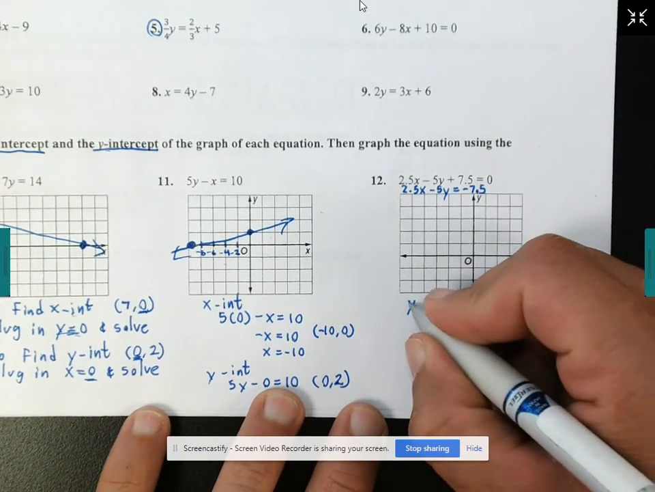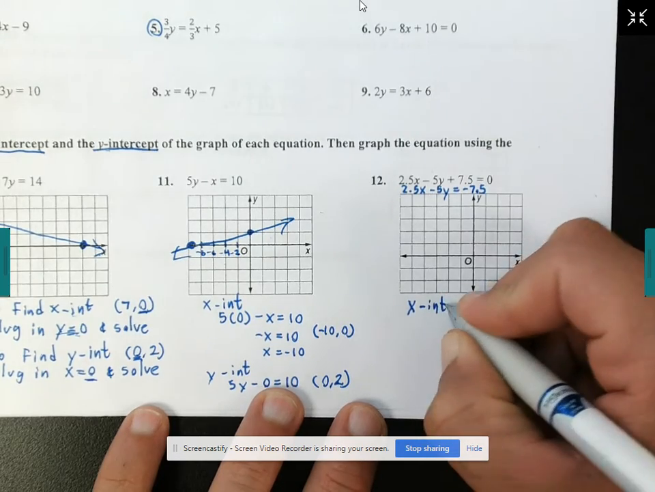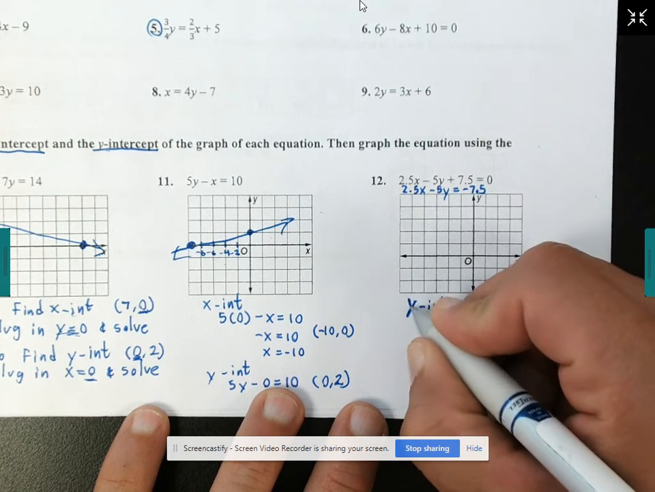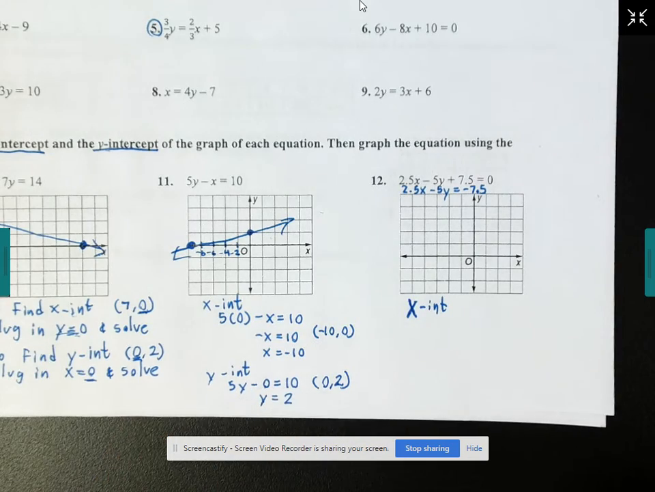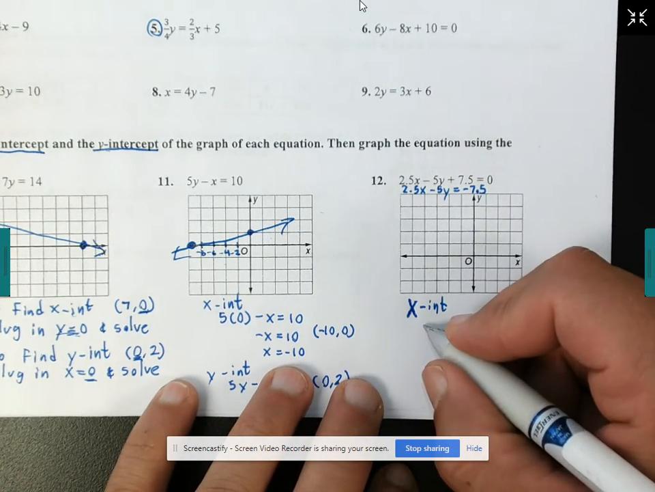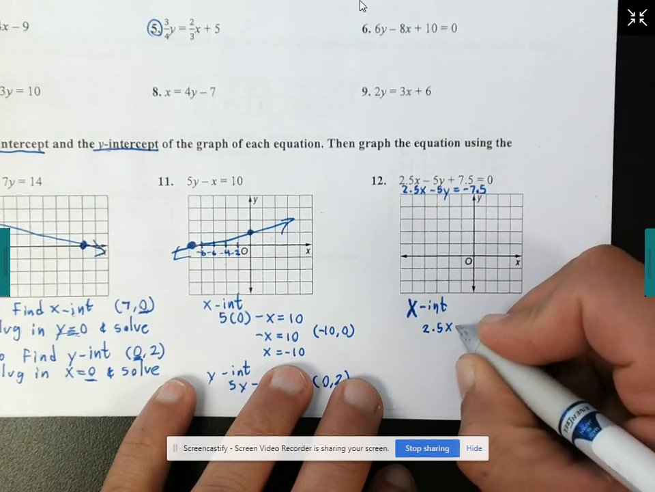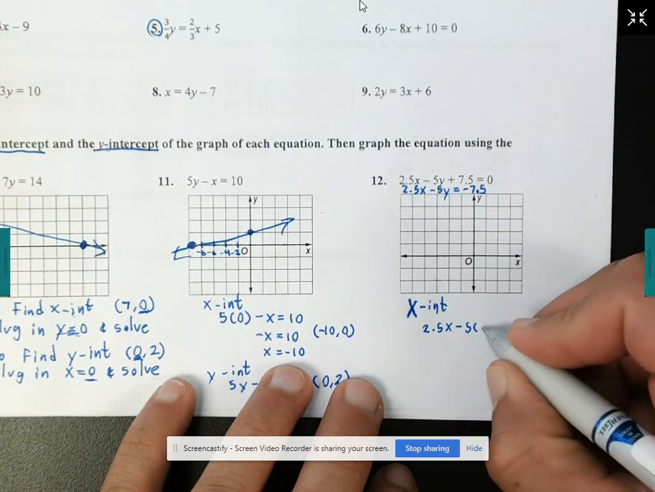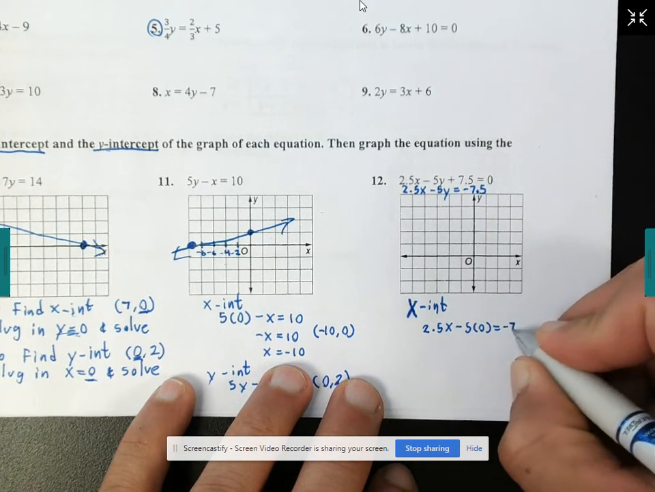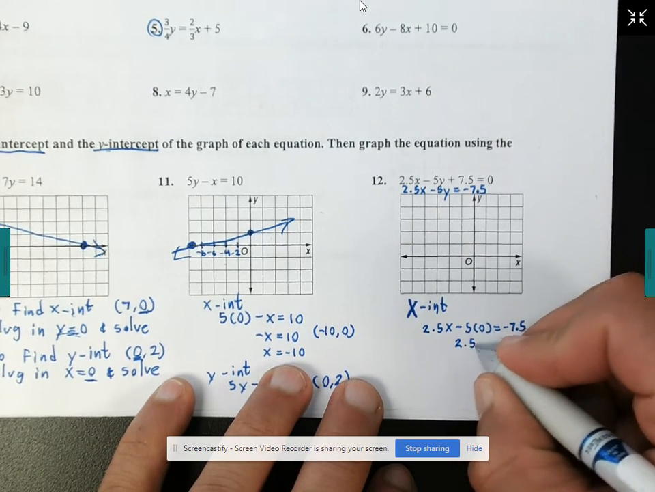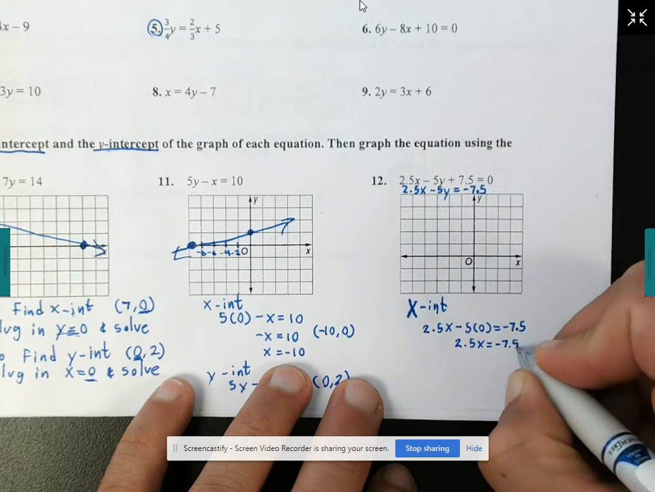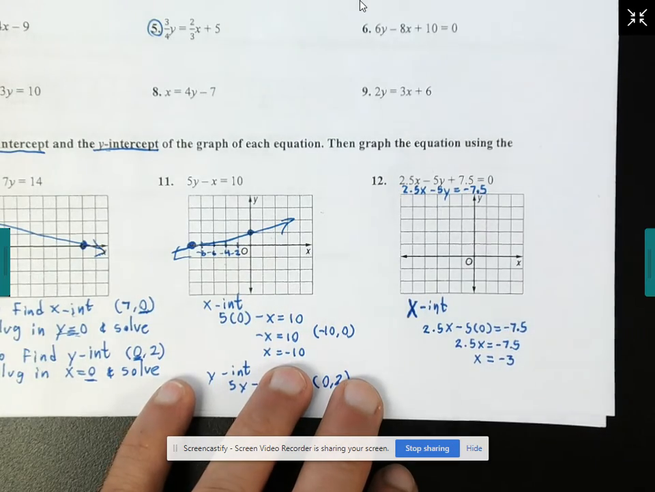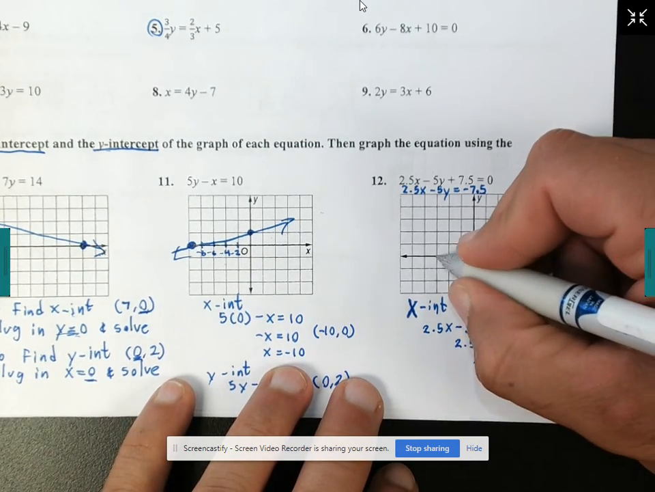So now I'm going to go off this equation just because it'll be a little bit faster. So to find my x-intercept, I'm going to plug in a 0 for y. So I'm going to get 2.5x minus, remember, this is 0 now, but I'll write it for you, 0 for y, is equal to negative 7.5. And you just have to solve for this. So x is equal to negative 3 in this case. So my x-intercept is negative 3.